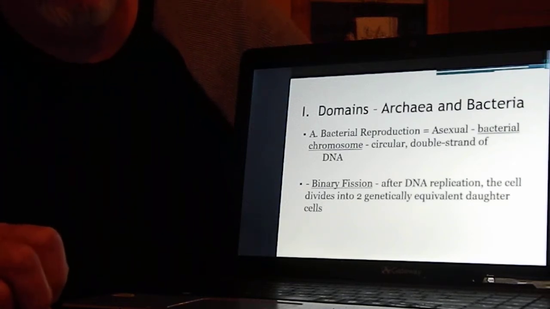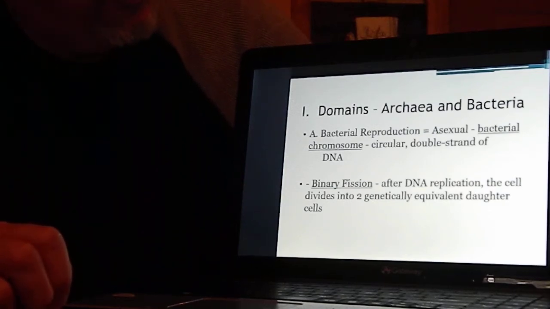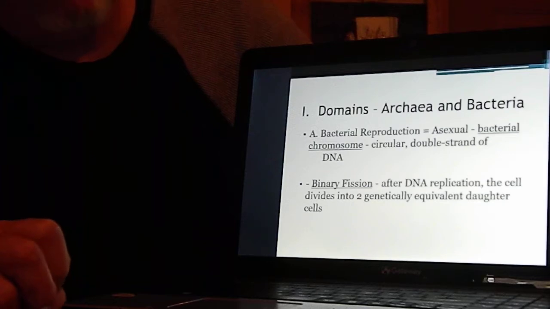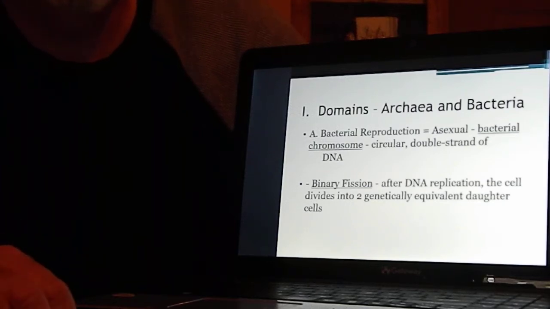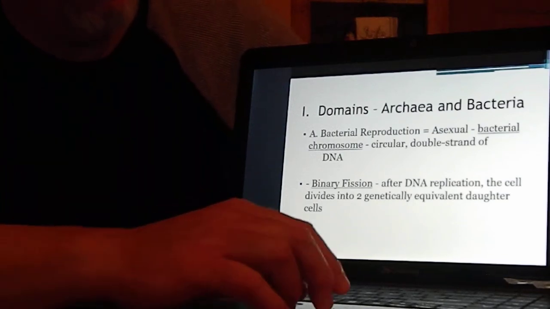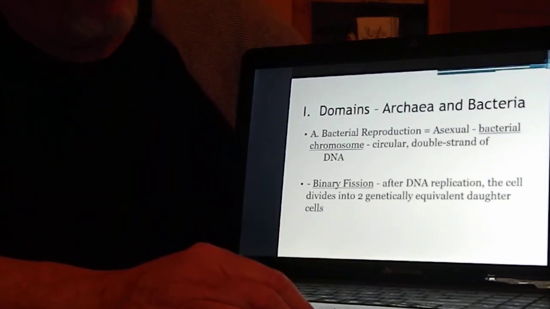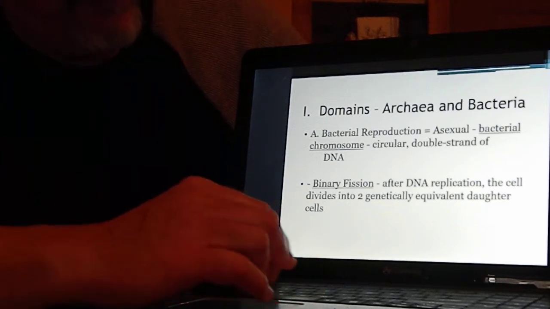Bacteria and archaea both have one DNA molecule, and it is circular, and so it allows them to mutate a little quicker than other organisms that have multiple chromosomes or DNA molecules.